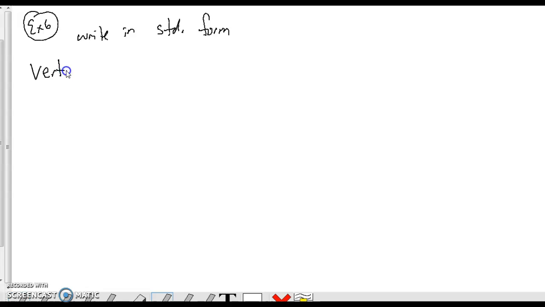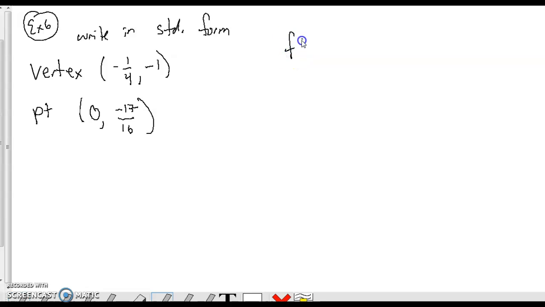So here is our vertex. Our vertex is (-1/4, -1). And the point that we are going to use is (0, -17/16). So if you want to go ahead and pause the video and try this one out on your own, that's fine, but I understand fractions are always difficult, so if you don't want to pause it, not a big deal.